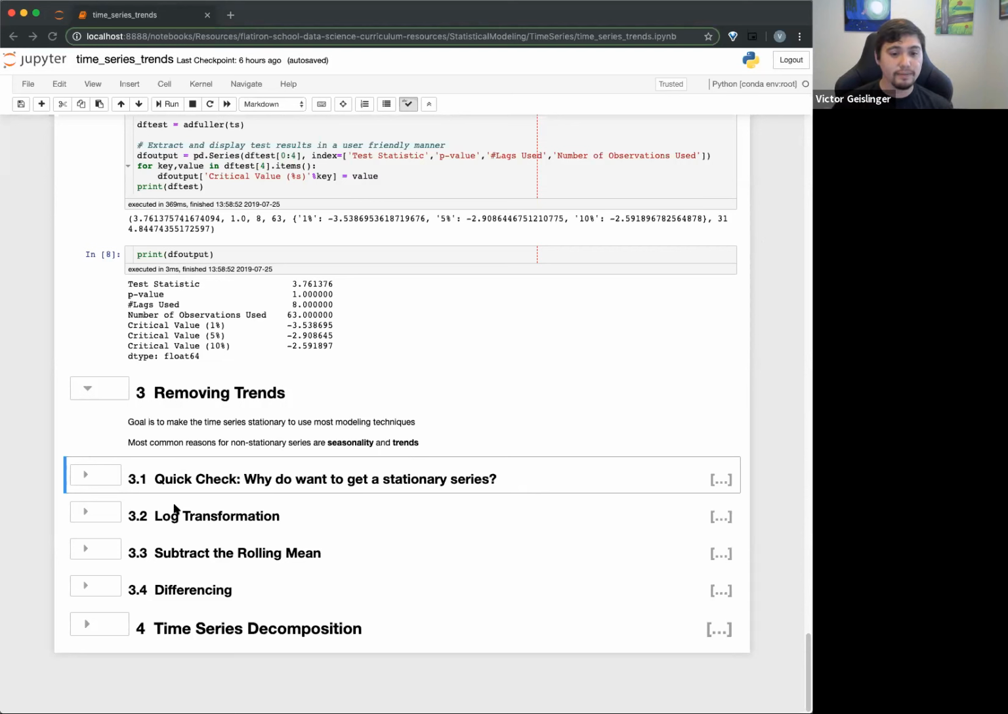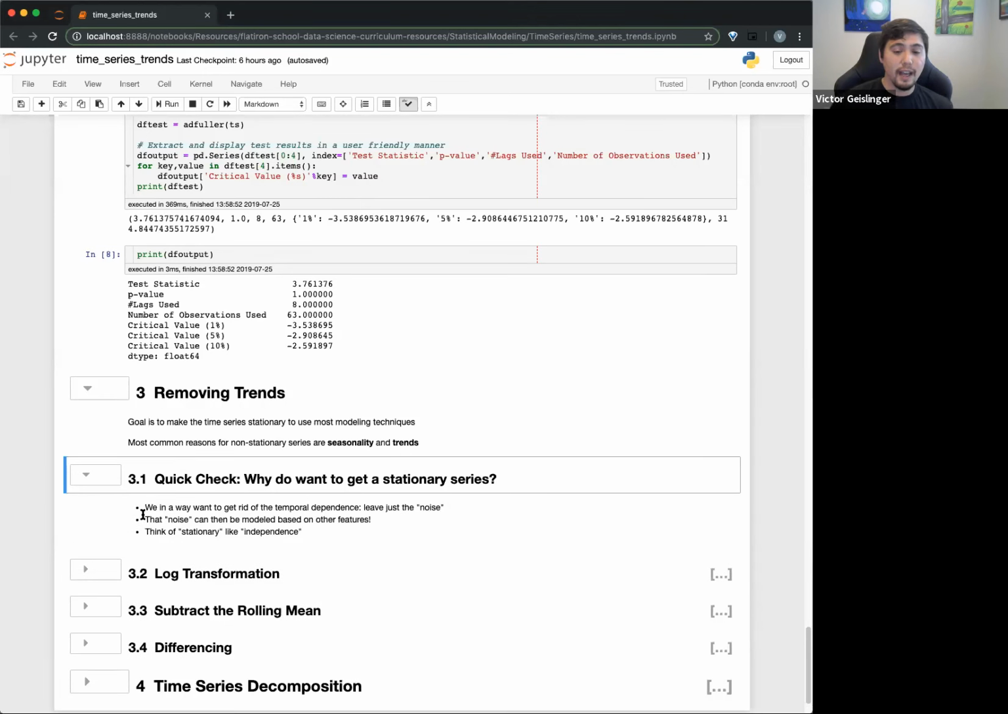So yes, we really want to get rid of that time dependence. If we can get rid of it, we can explain it essentially. We get all this, I call it noise, and it's not really noise. It's basically other stuff we can explain with other features and such. Noise might not be the right word in this case, but that's how I think of it.